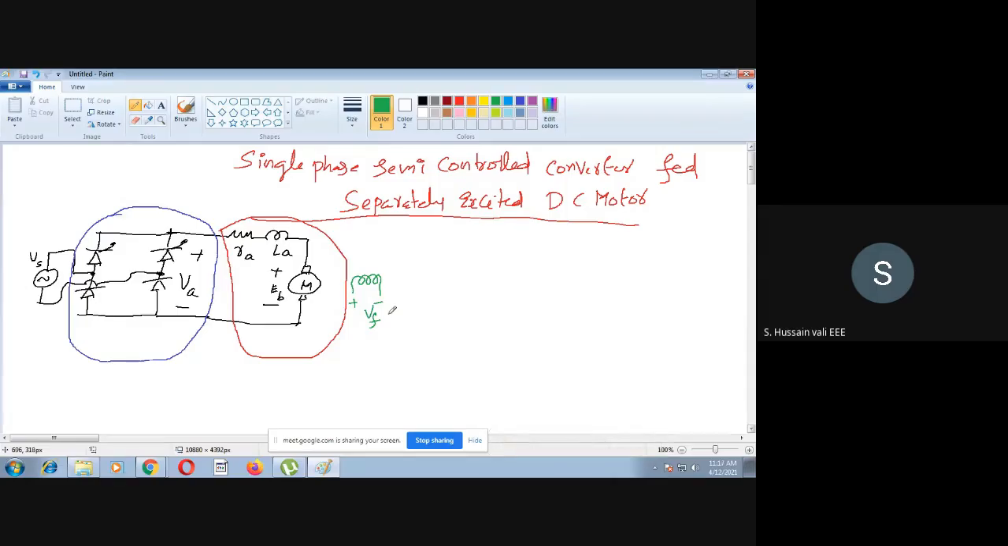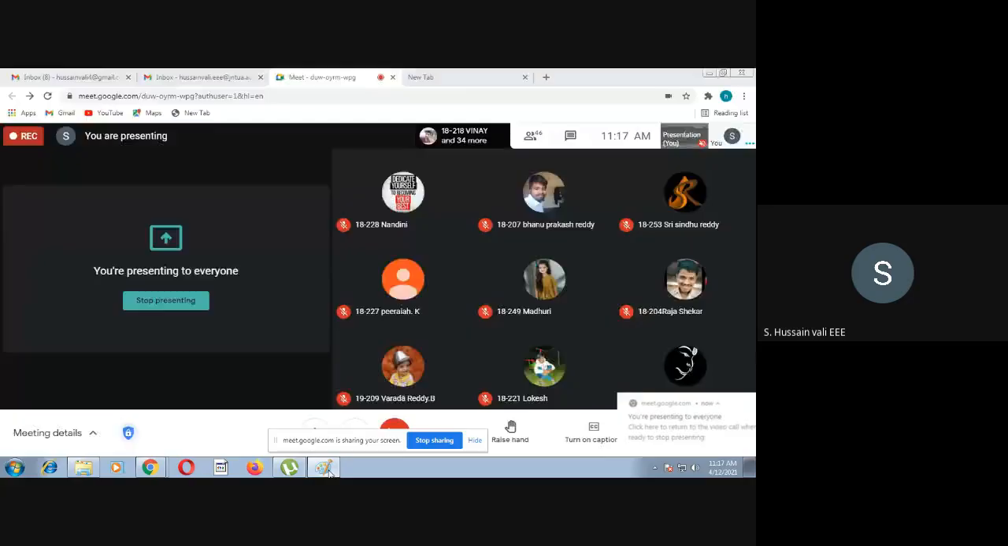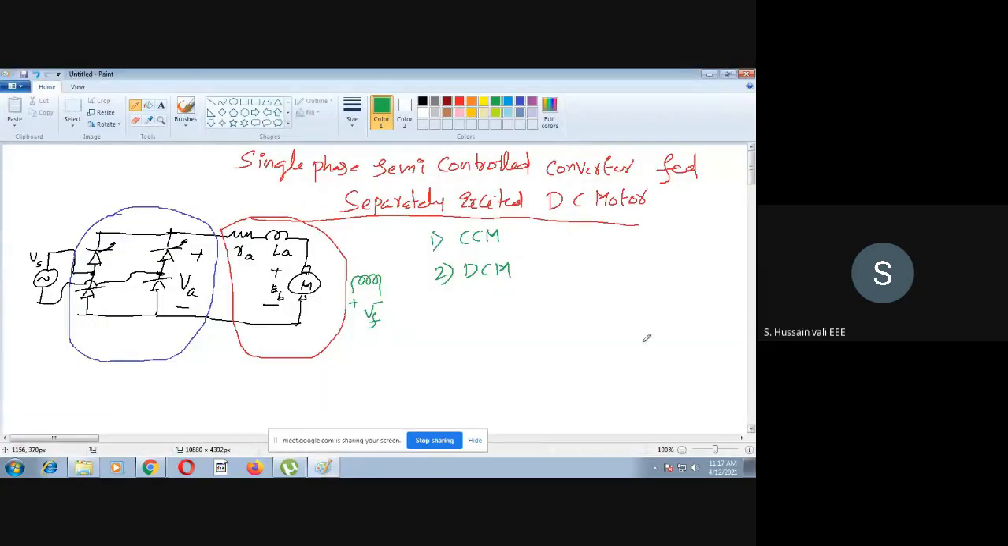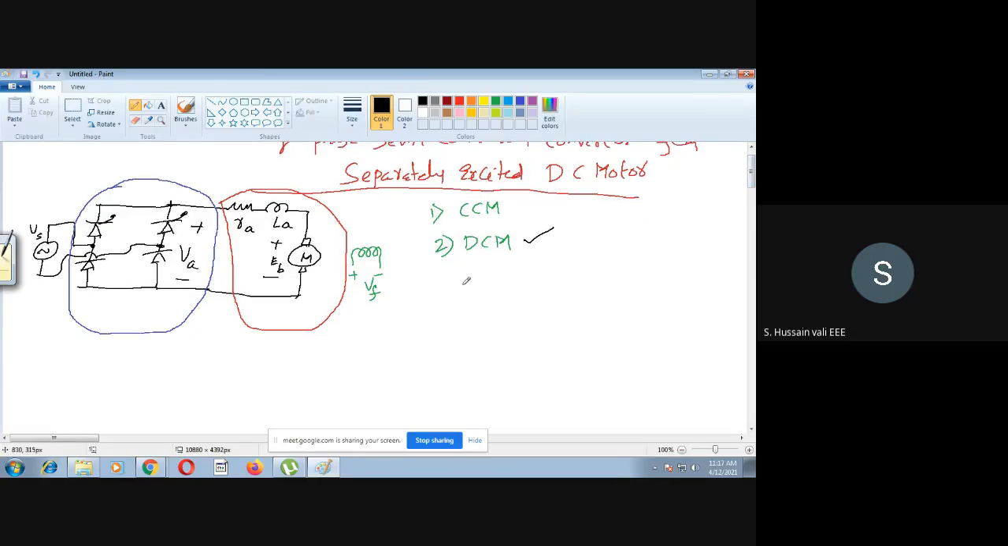Now, while we were discussing this, we have come across two conduction modes: continuous conduction mode and discontinuous conduction mode. Last class we discussed continuous conduction mode. Actually, we were discussing, it was not complete. Still there are some more points to be discussed in the discontinuous conduction mode. But I will start with the equation where we have ended.